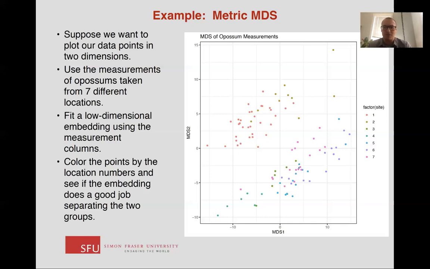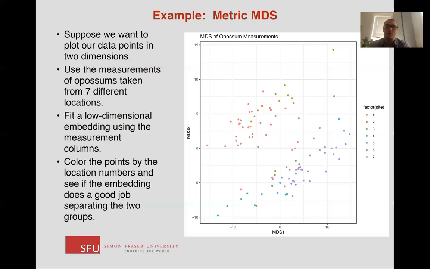So you see, it seems like sites 1 and 2, they're pretty similar to one another, but they're clearly separated from the other burrows. And so you might be asking yourself, well, how is this working? I mean, what's going on here? How could this be? Keep in mind, I did not include any information about the site or the burrow to which the opossums belong. So this is all being inferred from the measurements.